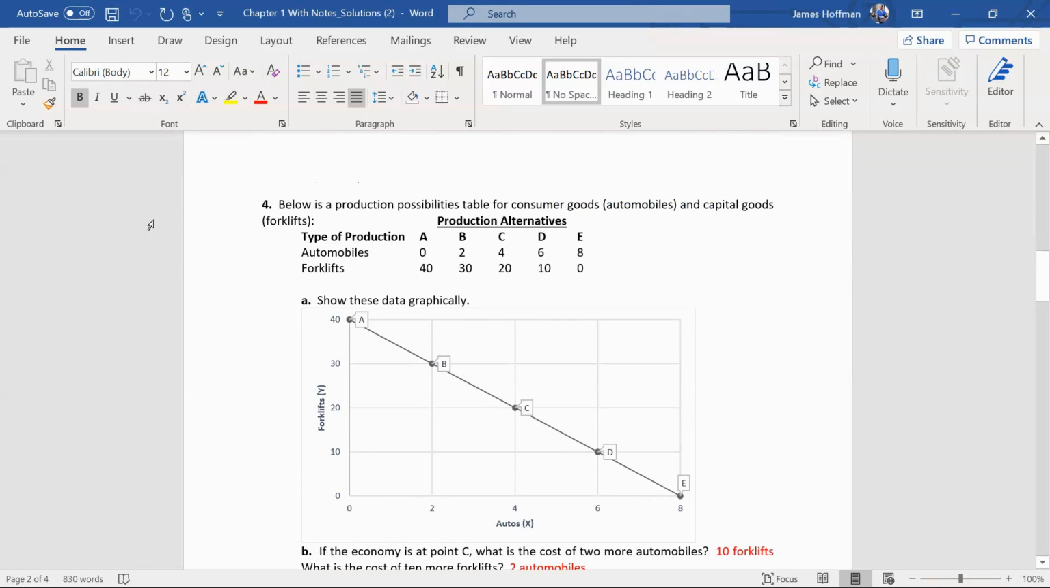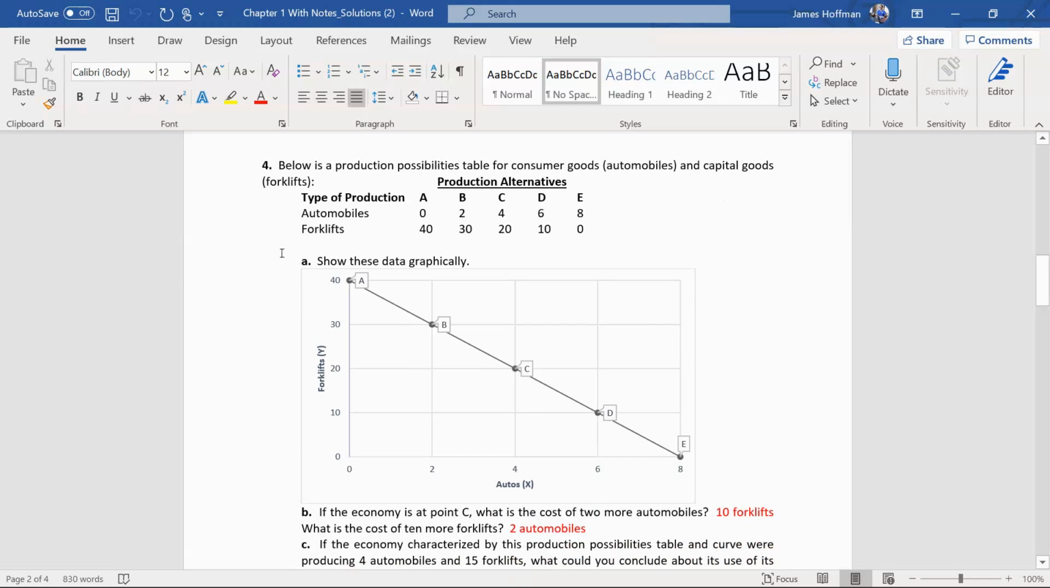Okay, number 4. This is an example of the production possibilities curve. Here below is the production possibilities curve for consumer goods, which are automobiles, and capital goods. So this is automobiles and forklifts. And this table lists the production alternatives that the economy can achieve.